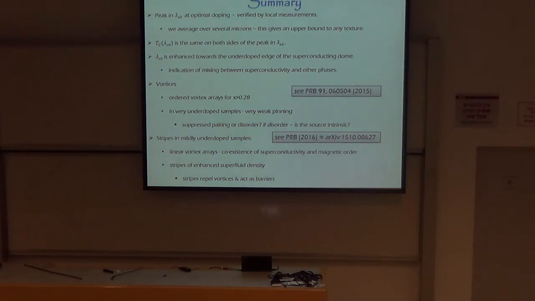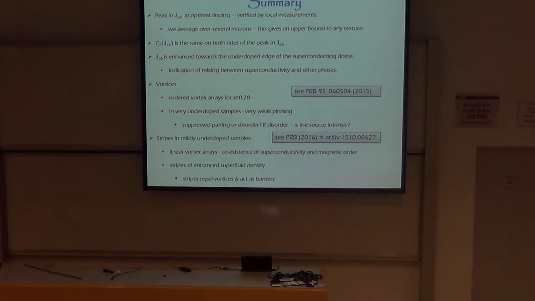So this is my summary slide, I'll summarize and then I'll do a promo. So we found the peak in the penetration depth at optimal doping. This is both in bulk measurements that were done before us, and we did local measurements. So this gives you an upper bound on texture of a few microns. TC's dependence on the penetration depth is the same on both sides of the peak. We also see an enhancement of the penetration depth as you go towards the edge of the superconducting dome. And I just told you about stripes in mildly underdoped materials.